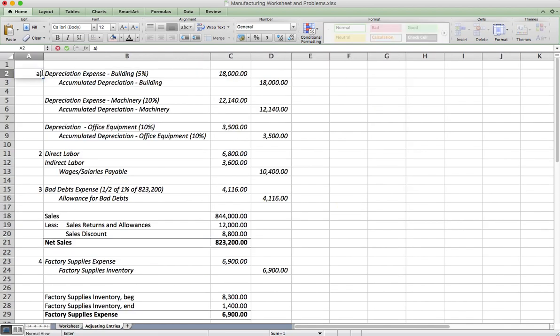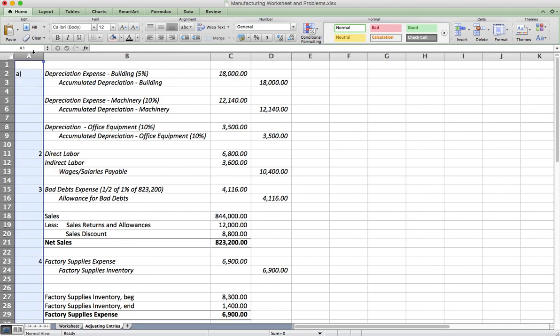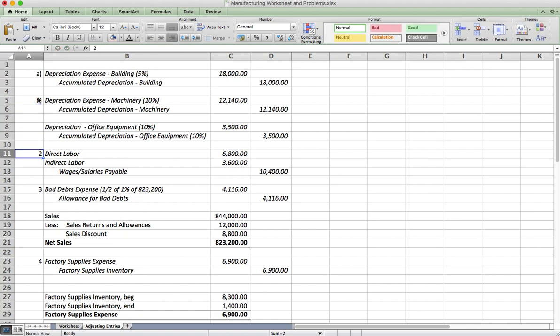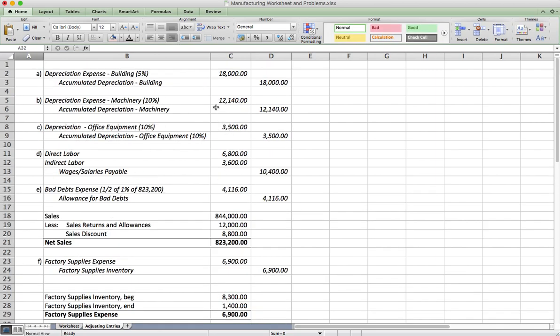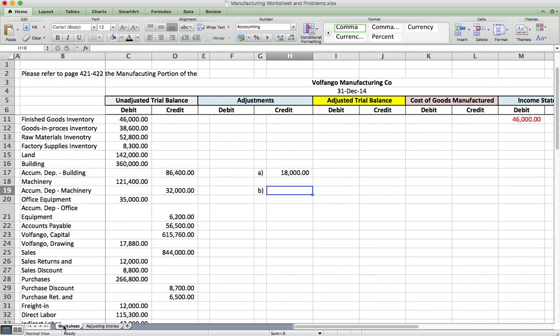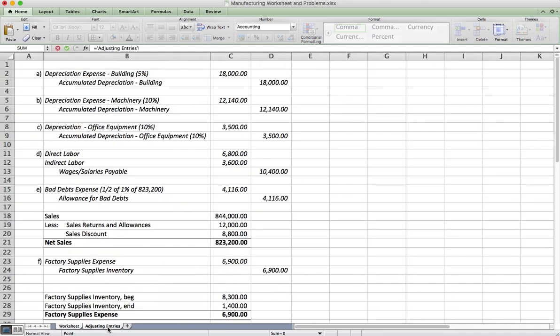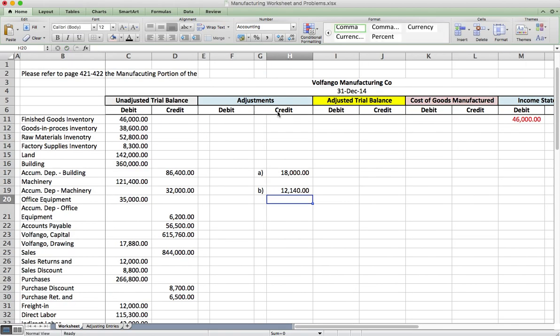Ito A. Itong B. C. D. E. G. Okay. Magkano accumulated depreciation expense machinery? Yan. 12,140. Next. Adjusting entries.